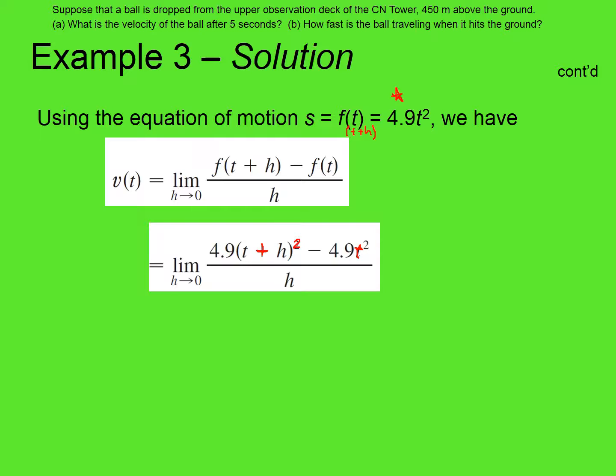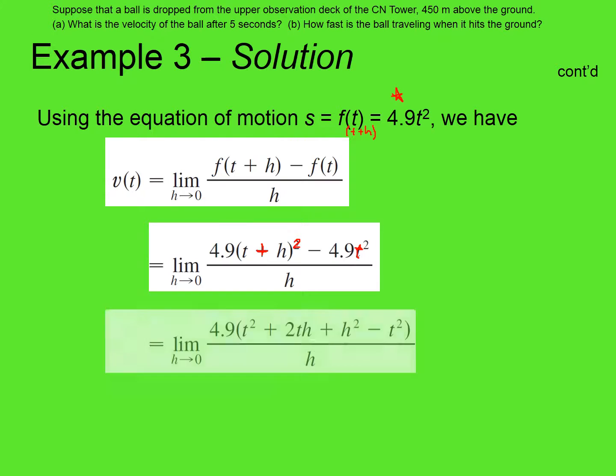And now we are building an expression. We're going to take a limit and get a velocity that way. And we can do some algebra and say, okay, well, let's get the square of t plus h, which is t squared plus 2th plus h squared. We are factoring 4.9 out of both of the terms.